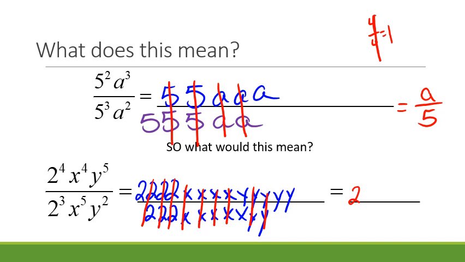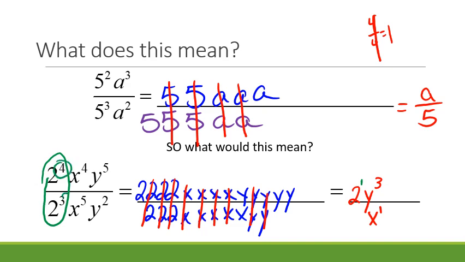I have 3 y's left on top, and I have 1 x left on bottom. You can put 1 as an exponent, but you don't need to. So let's see how that happened. I kept the base of 2, but now it has an exponent of 1.